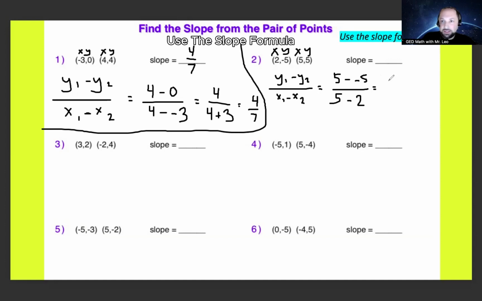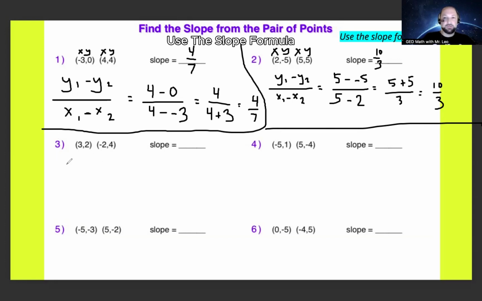All right. This double negative becomes 5 plus 5. And 5 minus 2, that's 3. That becomes 10 over 3. Final answer. 10 over 3. All right. Nice job. Okay. Let's come down here and do number 3.